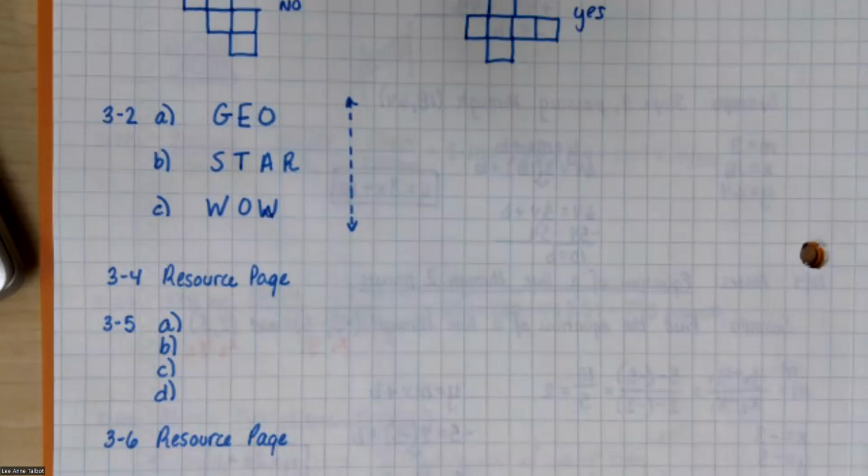So today we're going to do two things. We're going to work on reflecting shapes over a line of symmetry. And we're going to start working on telling the difference between a reflection, rotation, and translation.